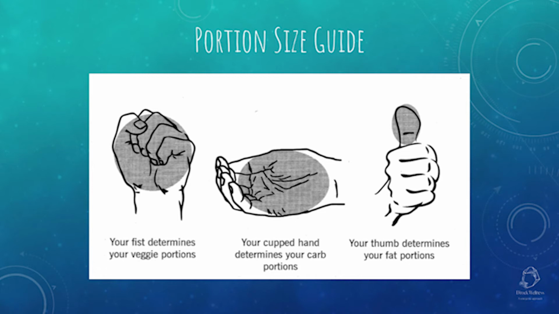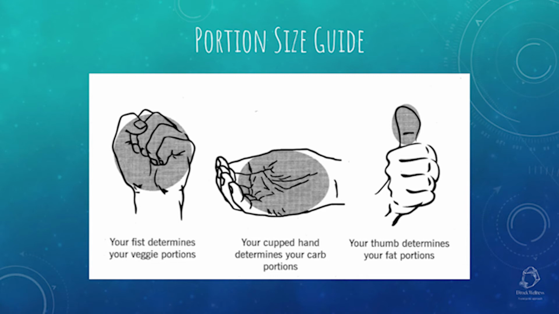Obviously, the bigger your hand, the bigger your body, the bigger your stomach. This excludes people who have had gastric bypass or lap band surgery. If this is you, please follow the fullness guide, but your fist determines your size of vegetables. Your cupped hand determines your size of carb portion, or as I like to call it, the amount of whole grains. And use your thumb to size the amount of healthy fats.